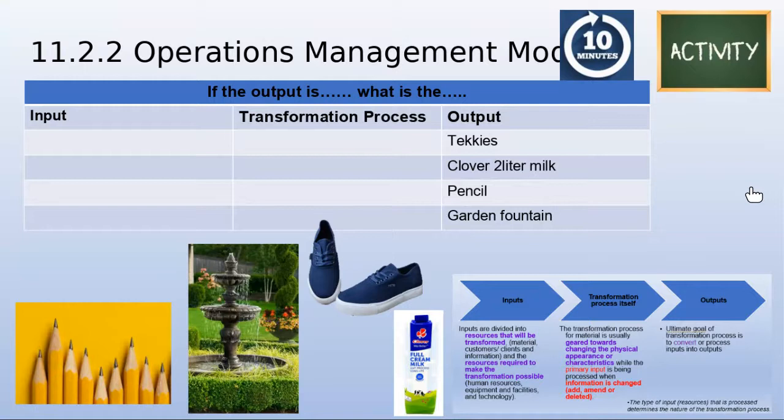Is it off again? Okay, so guys, let's quickly look at the activity. If I have a pair of tackies, what will the input be? So what will my resources be that I will need, that will allow me to actually manufacture the pair of tackies?